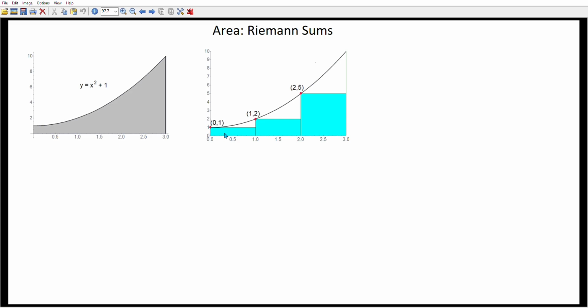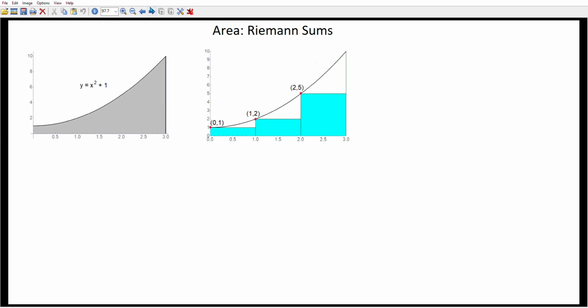So here you've got this rectangle of length 1. Okay, the height is 1. You've got this rectangle of length 1. The height is 2. And then you've got this rectangle of length 1, and its height is 5. Notice that what we've done is broken up this interval from 0 to 3 into 3 even pieces. And in each case, the height of the rectangle is given by the function value at the left-hand endpoint.